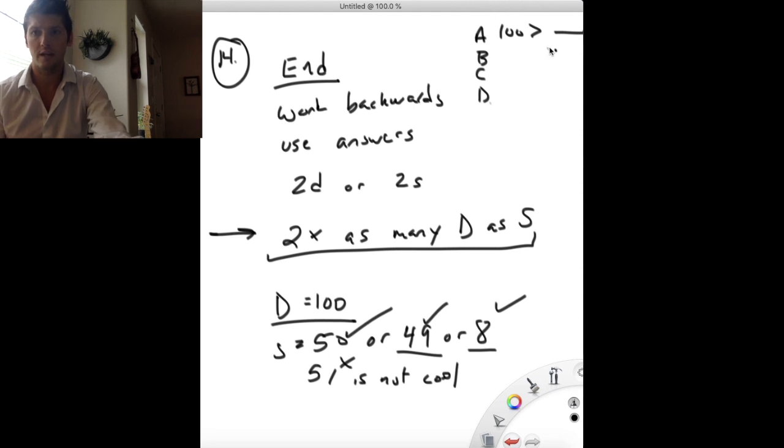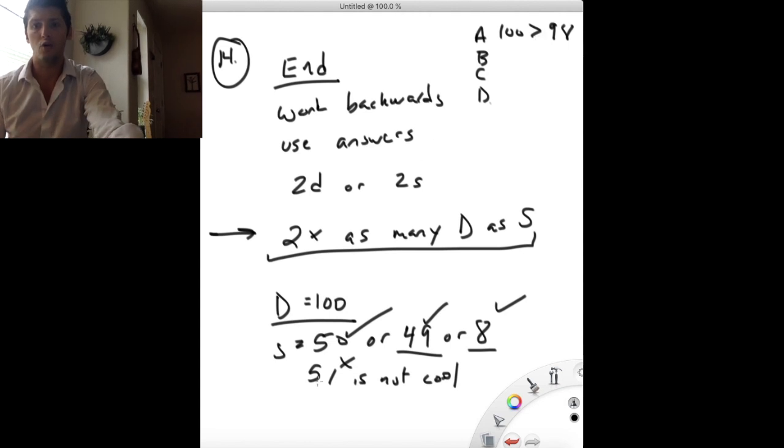100 is greater than, if you used 49, that would be 100 is greater than 98. Yes. And you also want 51 to not work. Well, that's perfect because 100 is not bigger than 102, which is 2 times 51. So A works, and C is the same thing. But B does not work.